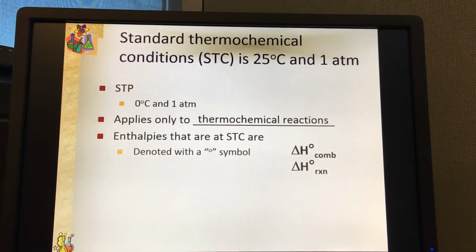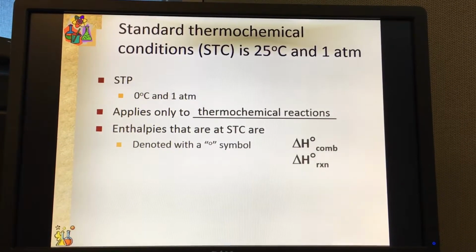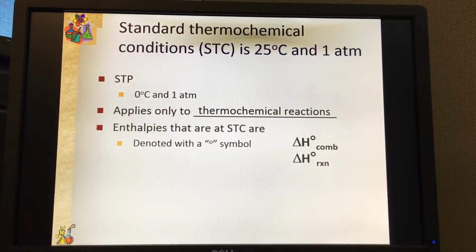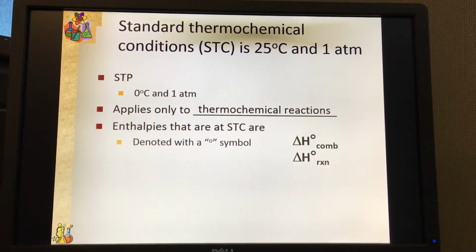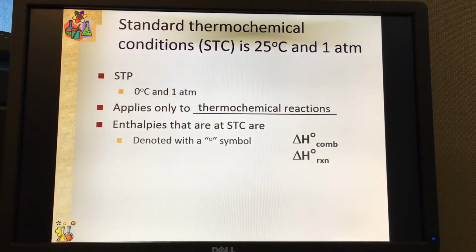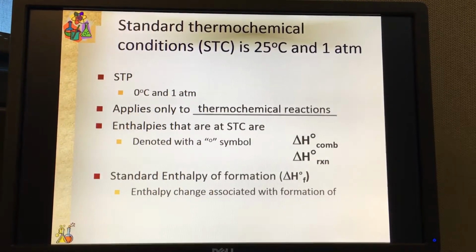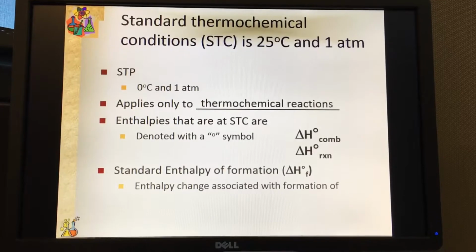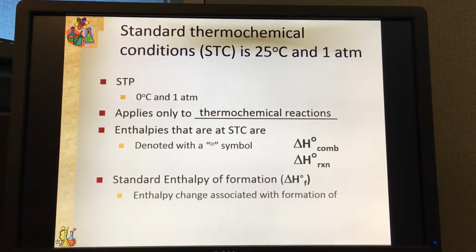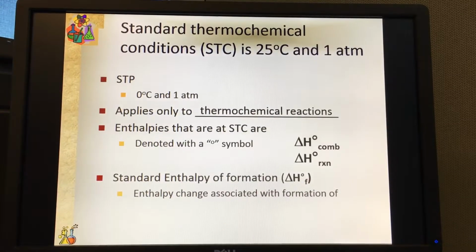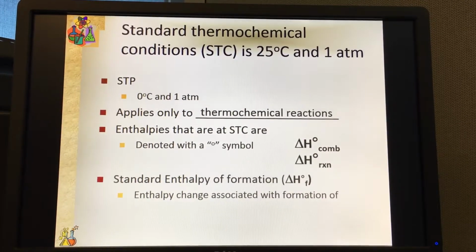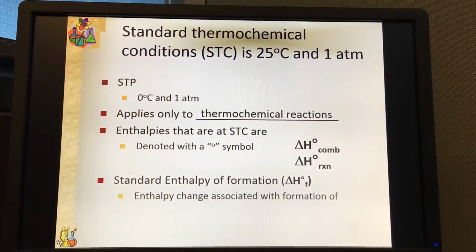Here are 2 examples. This enthalpy of combustion happens at STC. I can see that because of the little naught symbol. And the overall enthalpy of reaction that's listed also occurs at STC. One specific type of enthalpy is called a standard enthalpy of formation. We say standard because it occurs at STC, and we use a little naught symbol to indicate that formation happens at 25 degrees Celsius and 1 atmosphere of pressure.